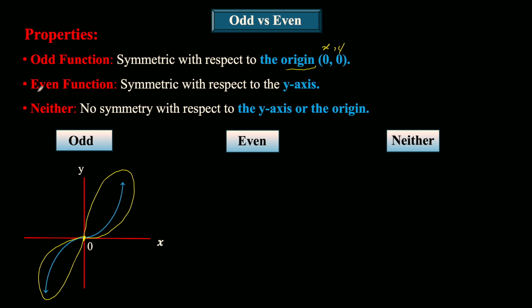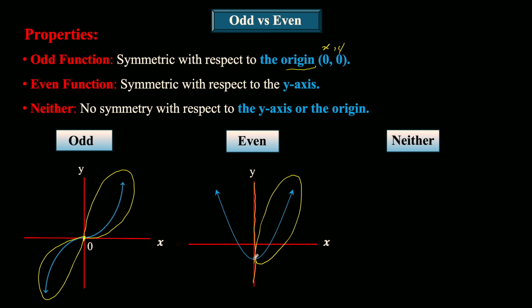Second case is even function, symmetric with respect to the y-axis. So if we see the graph, this is the y-axis, right? So we see that this part is symmetric with this part with respect to the y-axis, right? So this is an even function.